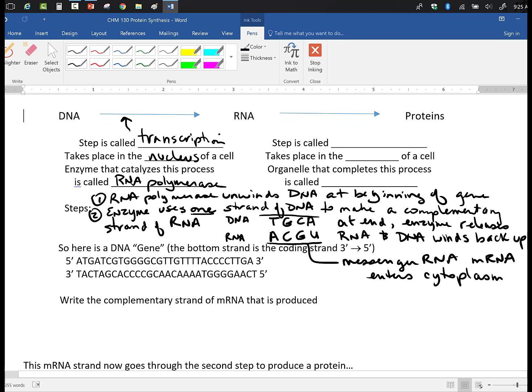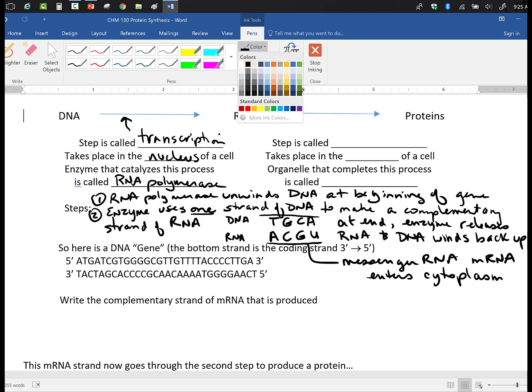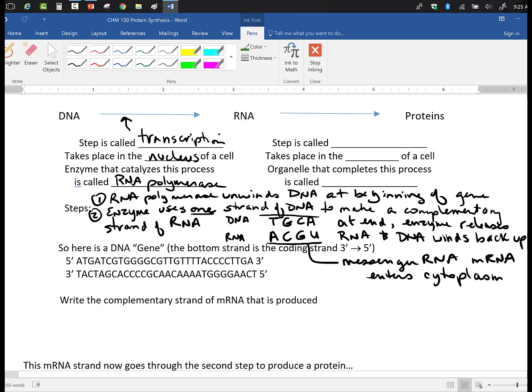So here's a DNA gene. And we're just going to say, so you know that this strand is way longer than this. So there's probably 10 million or so on this strand. But we're just looking at this one little piece. So this piece is where our gene is located. So we're going to use the bottom strand as the coding strand. So this strand is the coding strand.